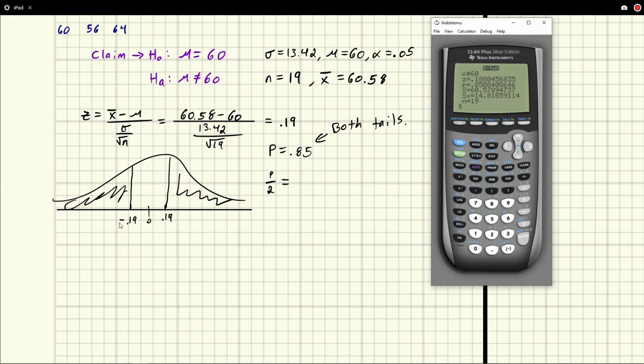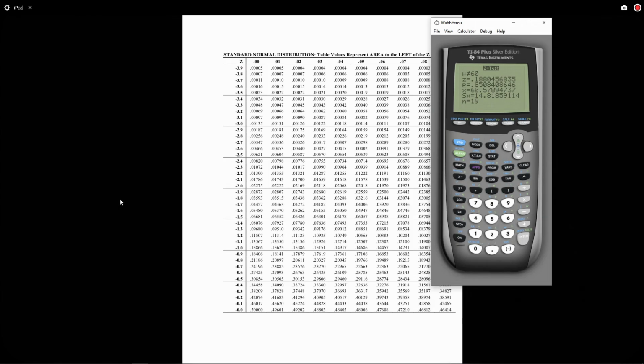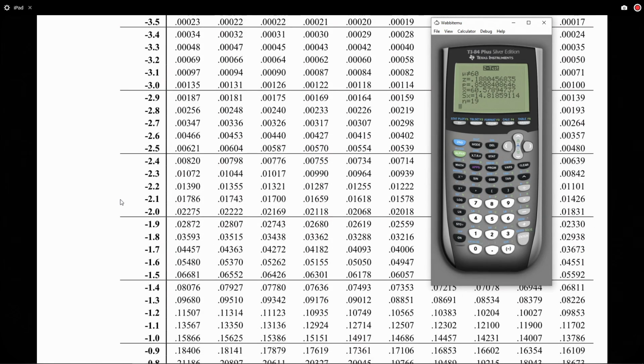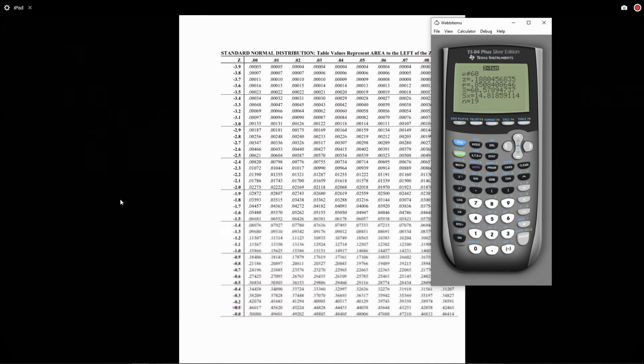So let's look this up. We'll look up the negative version because if you do the positive version, you have to do the whole 1 minus thing because of the whole curve. So it's just a few more steps. So we're going to take the negative version and look up 0.19. 0.1 is right here, and then 9 is way here at the end. So it's this guy right there and right there.